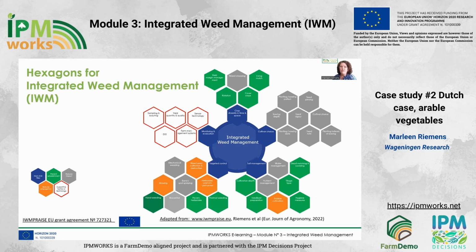As an example, you can see planting and sowing date in the cultivar choice pillar, and mechanical weeding in the targeted control pillar. The red triangles are supportive tactics for monitoring and decision making. Combining tactics and tools from different pillars and different colors diversifies your weed management strategy and therefore your weed population, which will reduce the chance of dominant, highly adapted weed species in the cropping system.